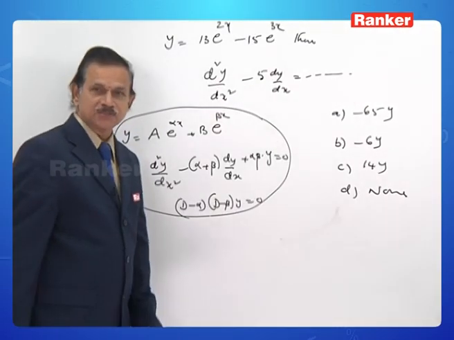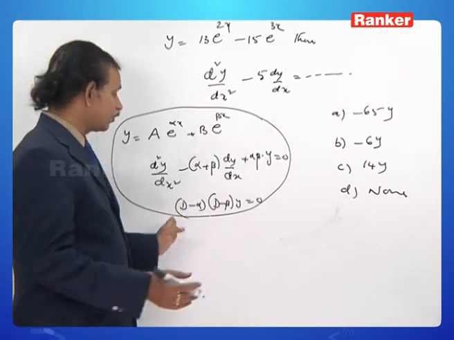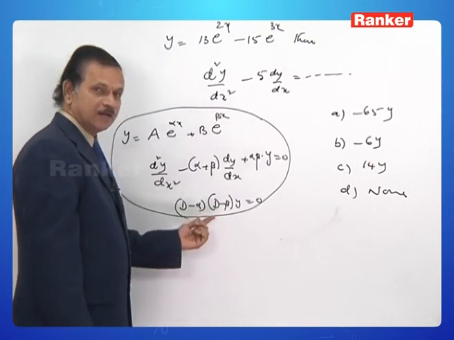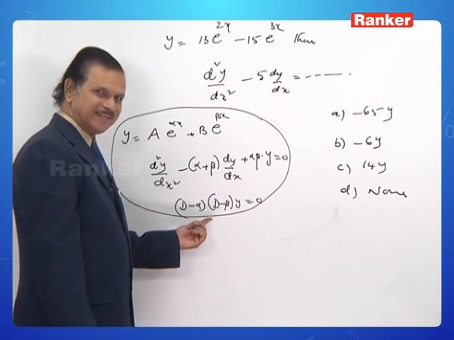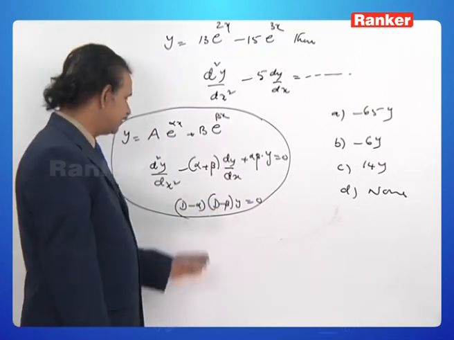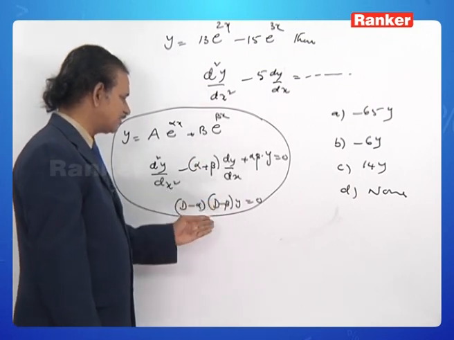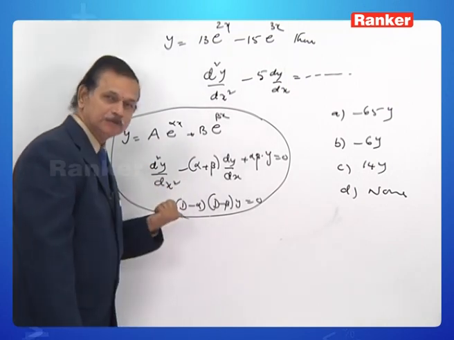What I mean to say is, by capital D I mean d by dx, and d square of y is d square y by dx square. Actually this is d square minus alpha plus beta into d plus alpha beta of y is 0. That is d square y by dx square minus alpha plus beta into dy by dx plus alpha beta of y is equal to 0. This you may have to remember.